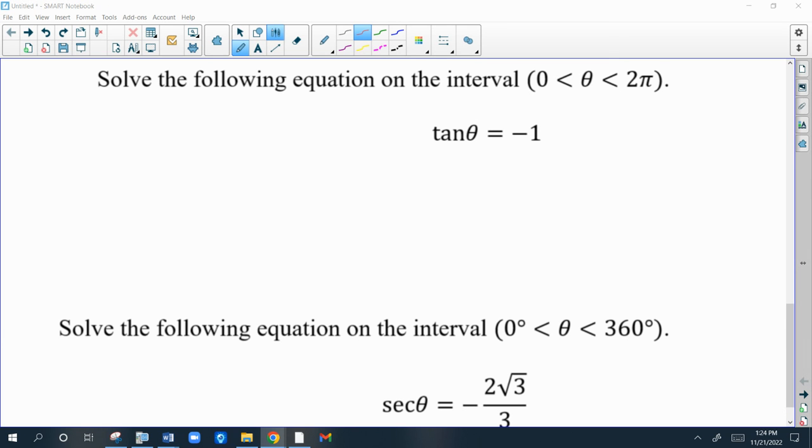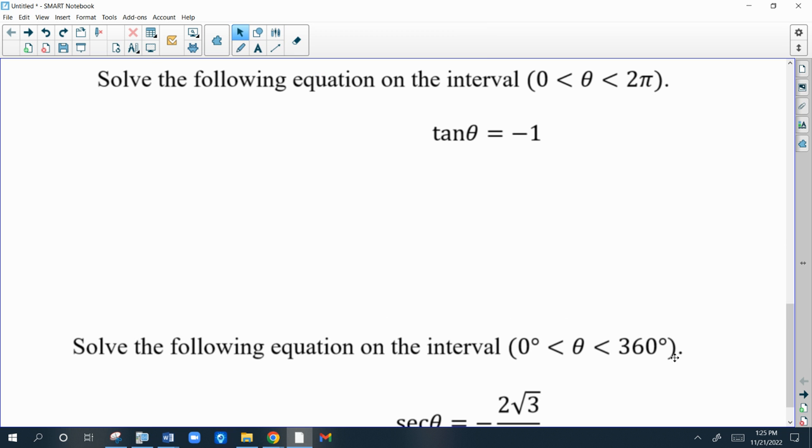We're going to solve these two little trig equations. Notice the interval that we're solving them on. It's the entire unit circle, from 0 to 2 pi in radians and from 0 to 360 in degrees. So we solve these as we normally always have, but we just have to consider we're using the whole unit circle. So a lot of times you're going to get two solutions.